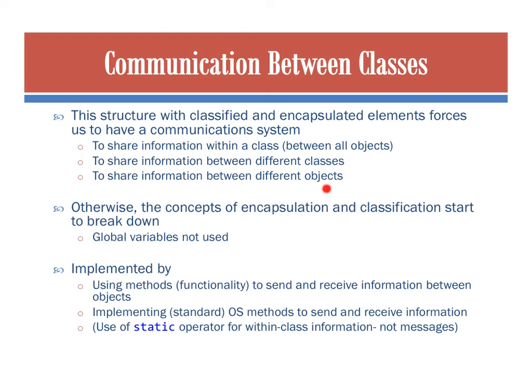Or we might simply want to share information between objects. If we have a car class and a road class, and then a car object and a road object, how do we get those two to communicate? If we don't have this communication system, then these concepts of encapsulation and classification really don't make any sense, and they start to break down. So one thing that we don't want to do in terms of coding is use global variables, or have open attributes or public attributes. We want to keep this encapsulation, but we want to make sure that information is shared between our classes and our objects. How do we implement that?